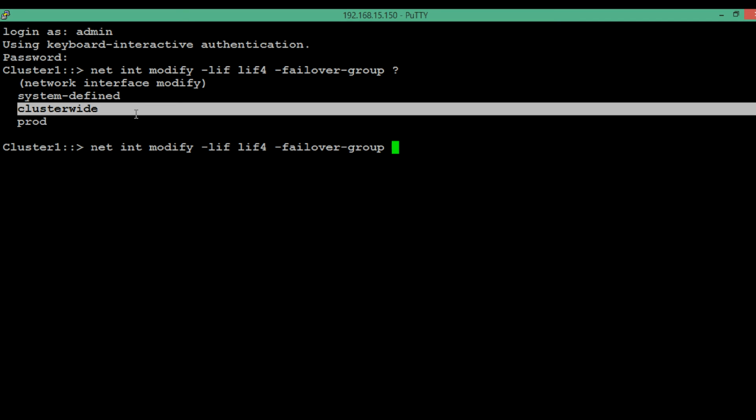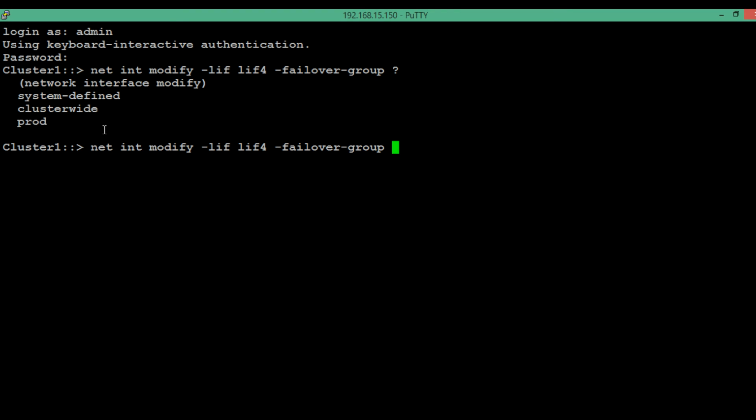The third one is user defined. A user defined failover group is created by the cluster administrator, and based on the requirement or situation, we can add or remove ports from that failover group. We have to consider the target role of a port while adding it to the user defined failover group, because there are certain limitations on what type of LIF can be migrated to a port based on the role defined for that port. You can check the video on the limitations of LIF migration. All the rules which apply there apply here also.